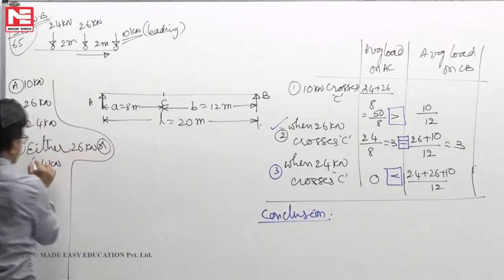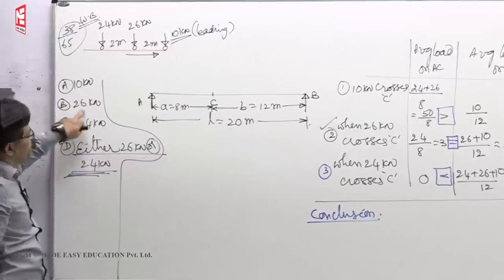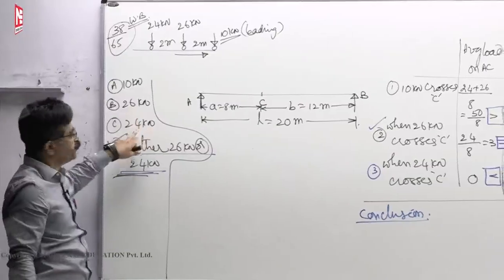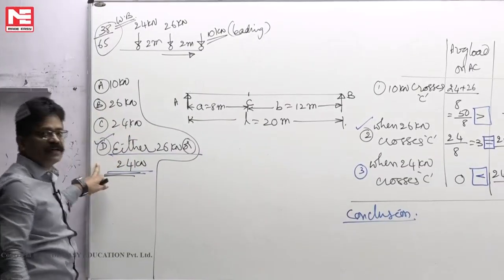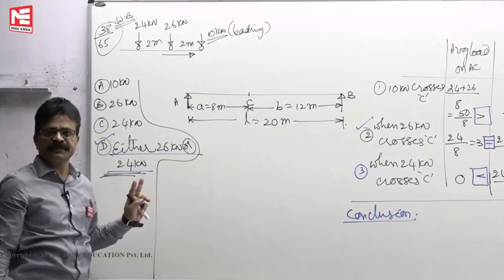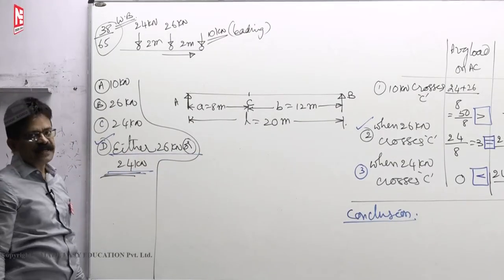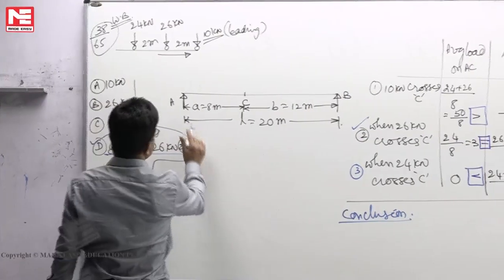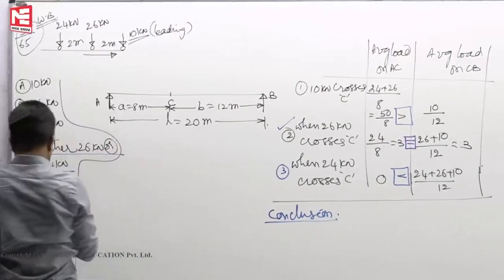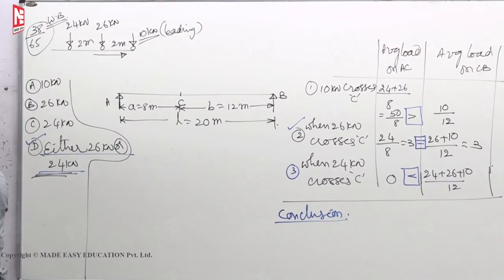See, the answer here is either 26 kilonewton or 24 kilonewton. 26 you will get correct, 24 you will also get. But out of these three options, this is more correct because it satisfies both conditions. Under either 26 or 24, you will get maximum bending moment at C. So if you draw the ILD for bending moment, let us see what happens in such cases.